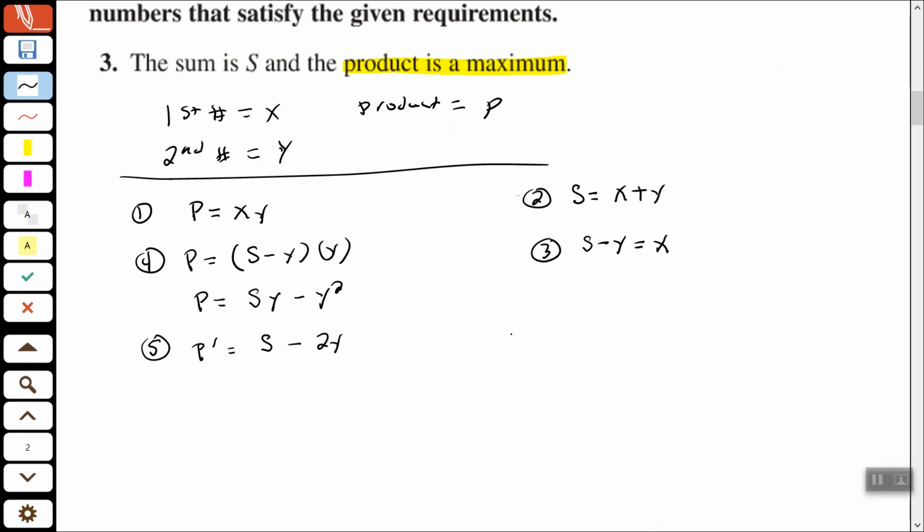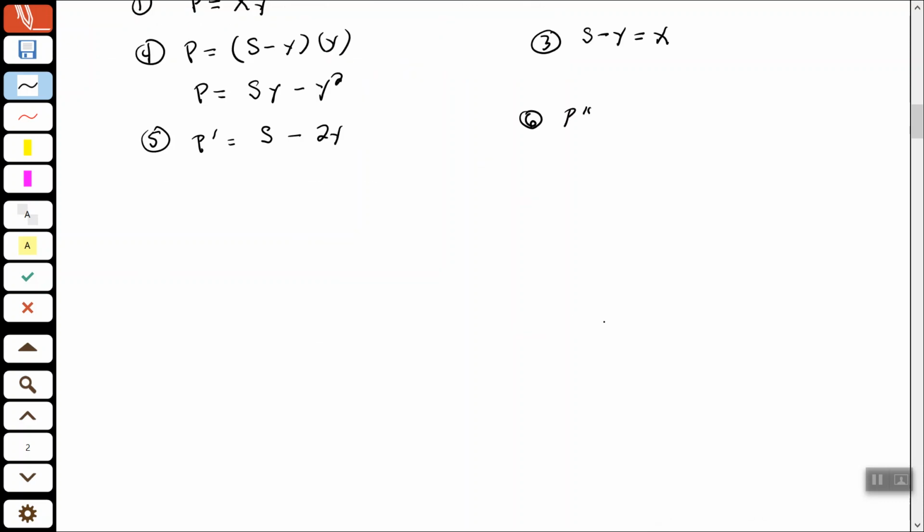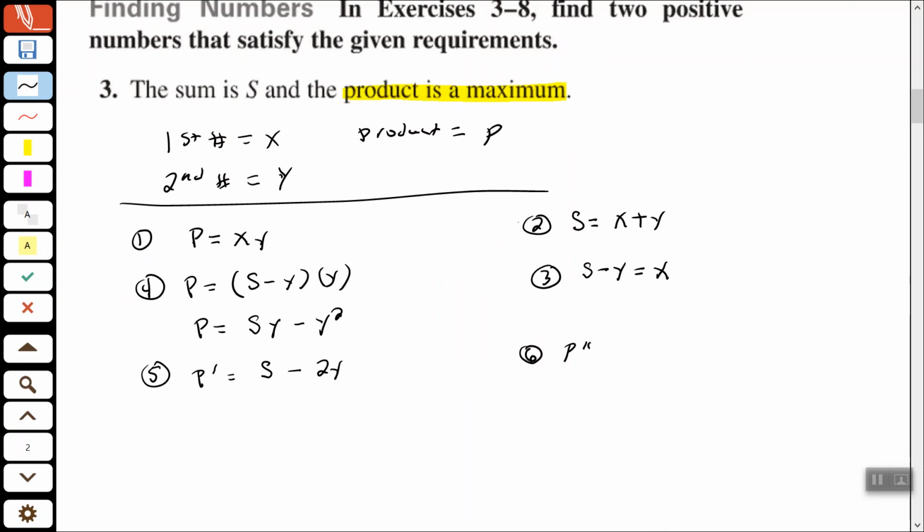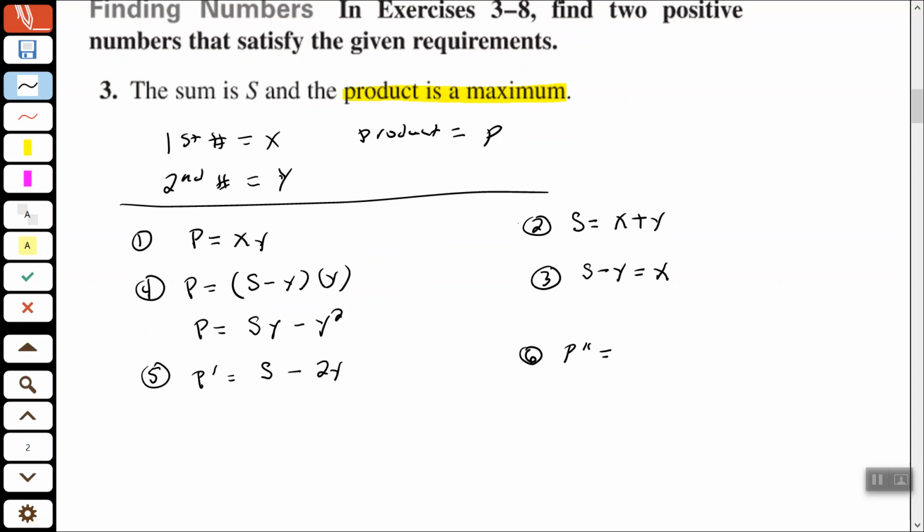And I like to go ahead and find my second derivative as well here before I set it equal to 0, just out of preference. So the second derivative, the derivative of a constant is 0, so the derivative of negative 2y equals negative 2, which we know is less than 0, and if the second derivative is less than 0, that means that this thing is concave downward, which means the numbers that we come up with will be a maximum.